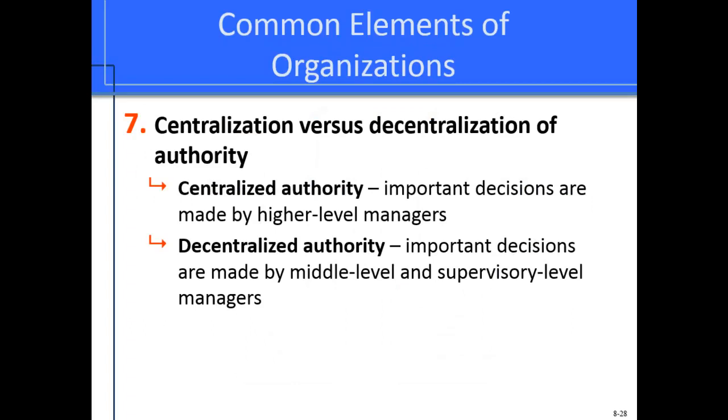Then our seventh one here is centralization versus decentralization of authority. With centralized authority, important decisions are made by higher level managers. With decentralized authority, important decisions are made by the middle level and supervisory level managers.